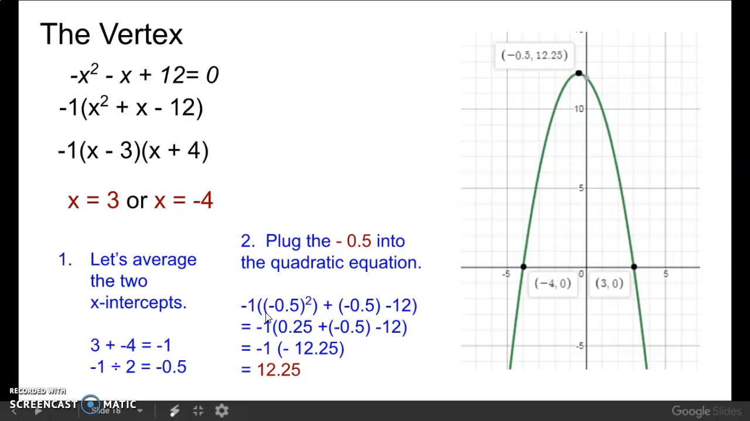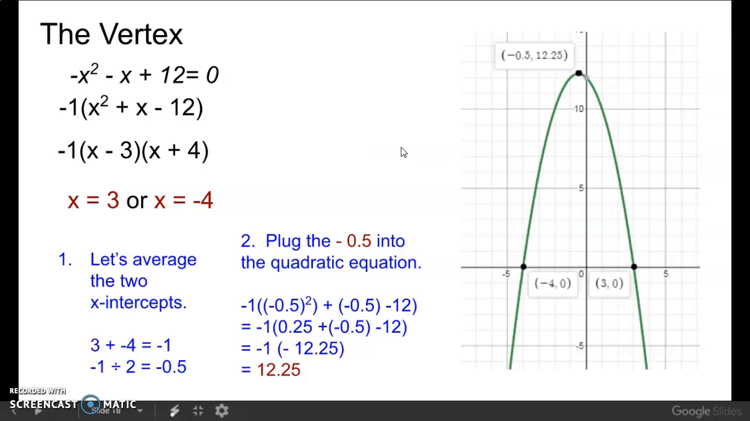So -1 times -0.5 squared plus -0.5 minus 12. So I have -1 times, so this is positive 0.25, because remember a negative times a negative is a positive, plus -0.5 minus 12. And when I did that, I have -1 still. This ends up being -12.5, but then I'm adding 0.25, so I'm thinking about it like money, so -$12.50. But if I'm adding a quarter, I get -12.25. Then multiply that by -1, and it's positive 12.25. Bingo, we got it.